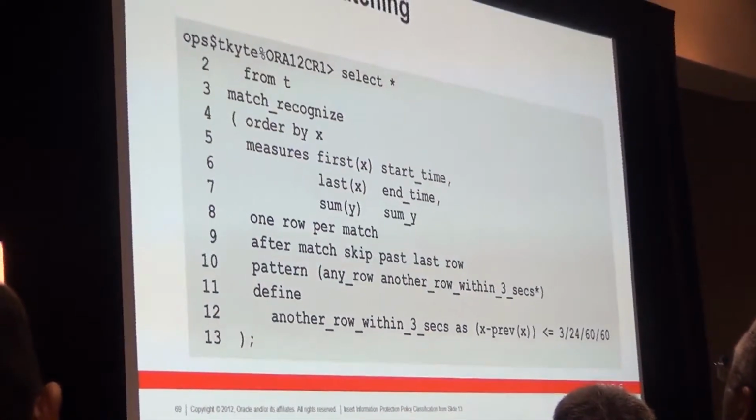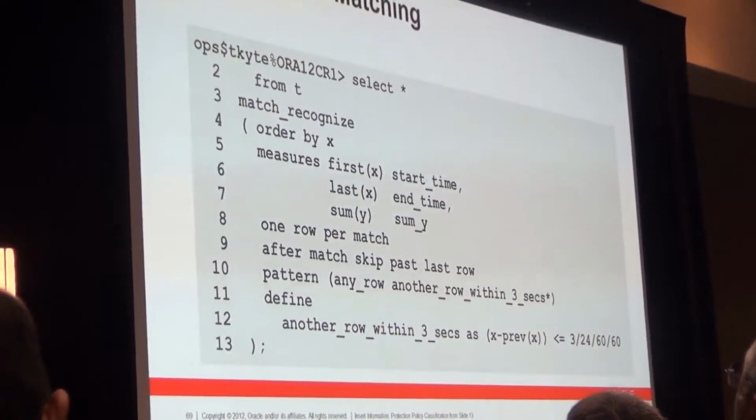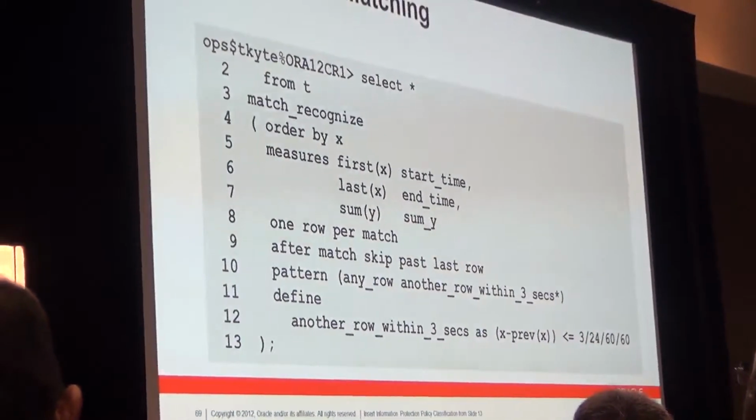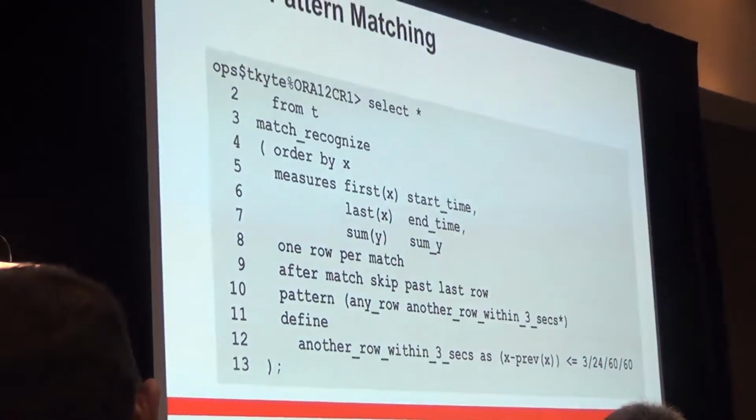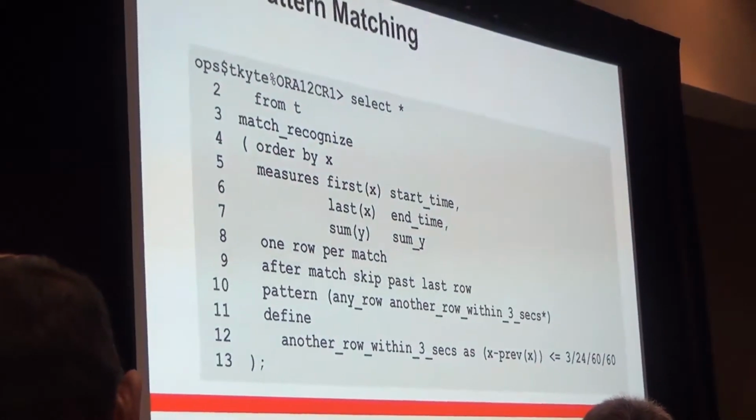Because if you're applying a pattern match to a set of information, and the order of the rows can change from execution to execution in the query, the answer can change from execution to execution in that query. So order by something deterministic. We'll come back to the measures in a minute, but we'll jump down to line 10.